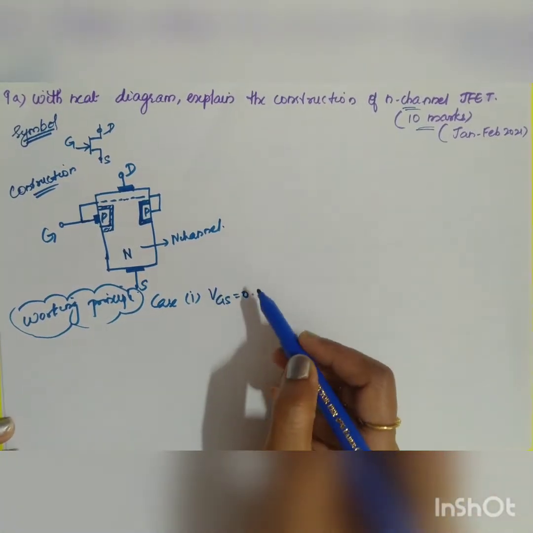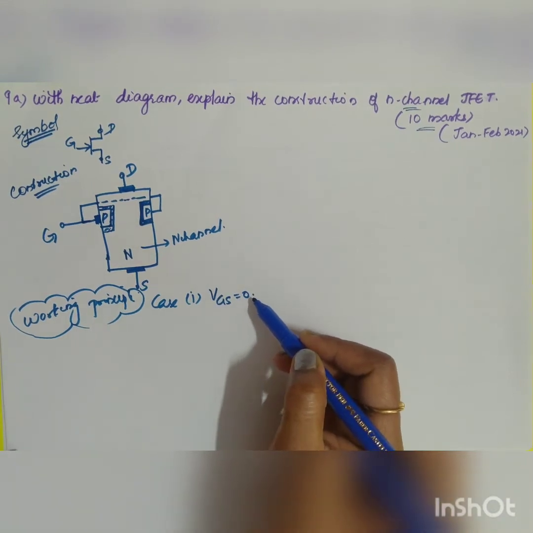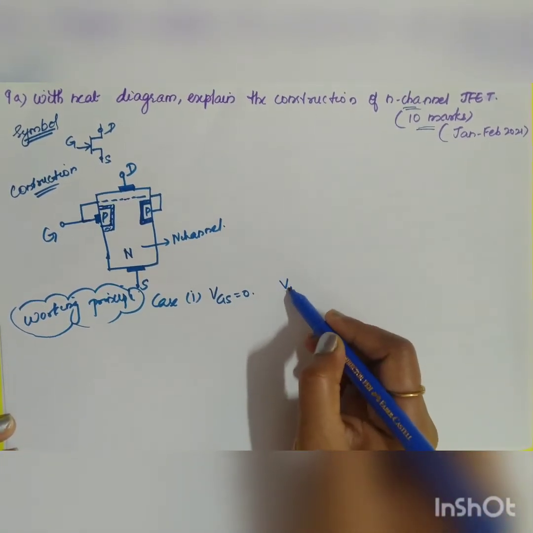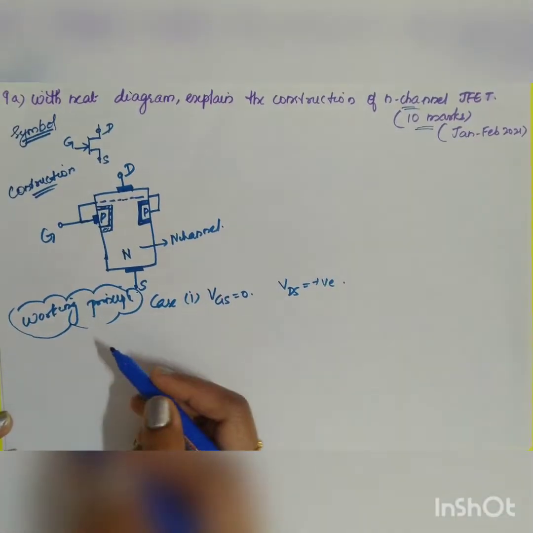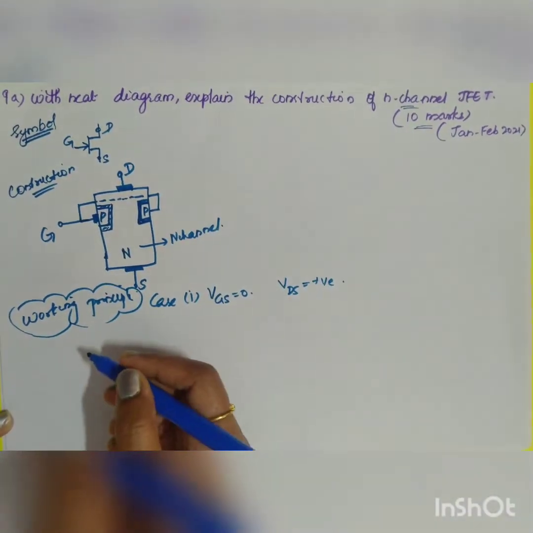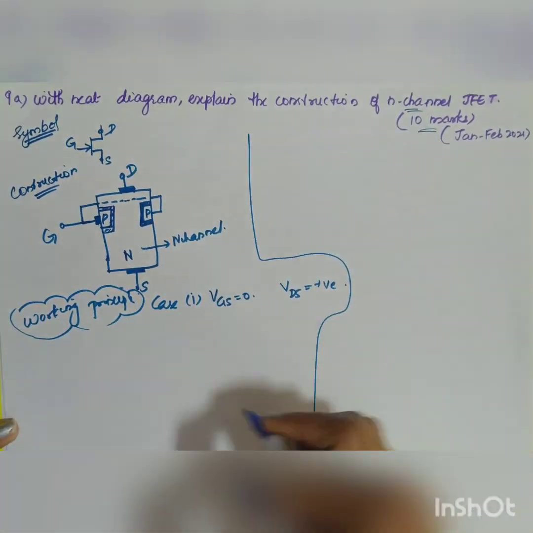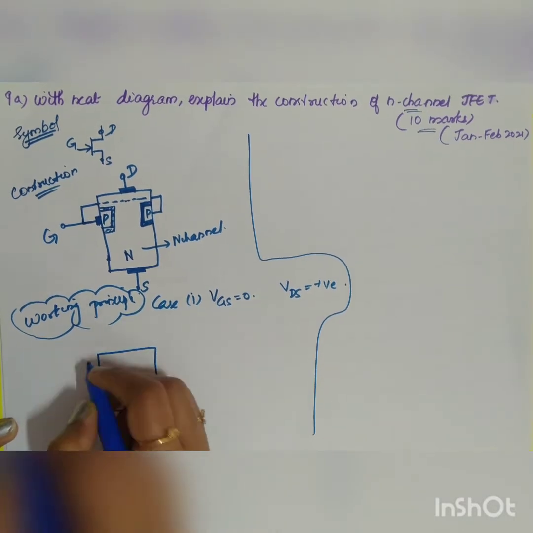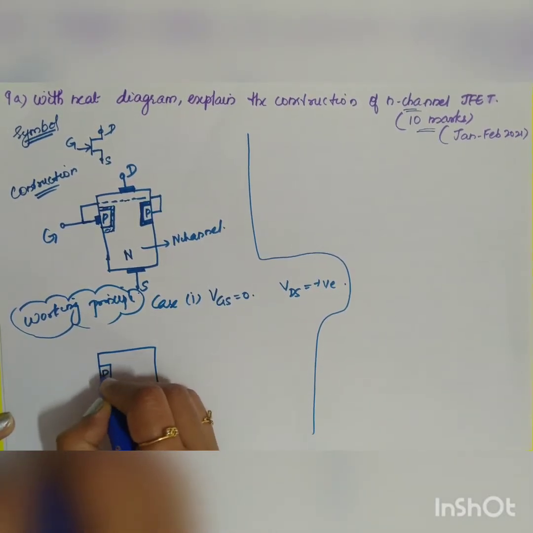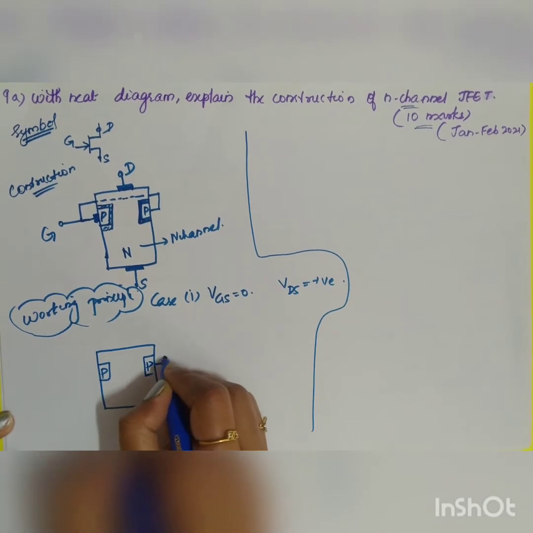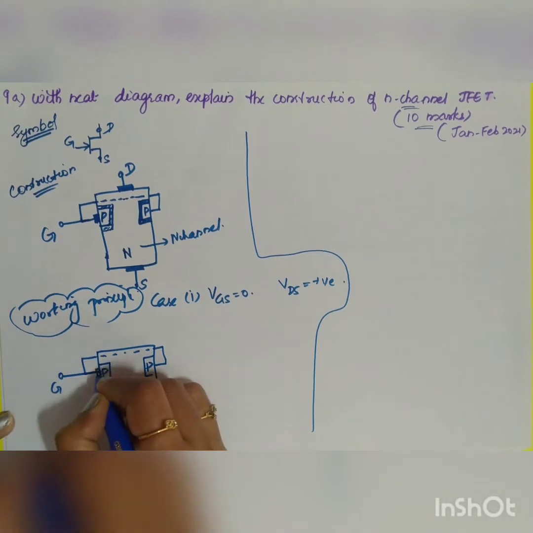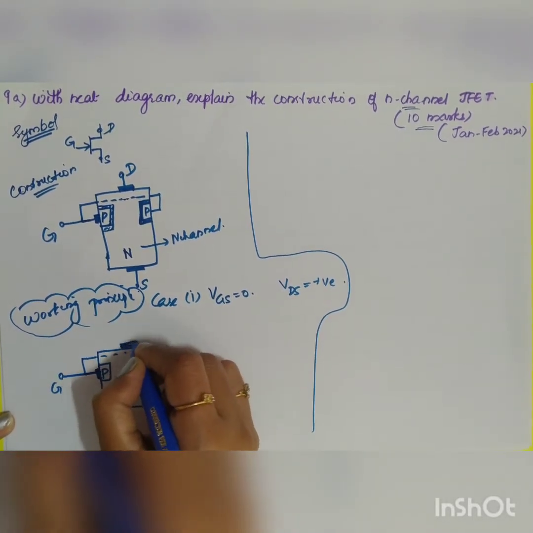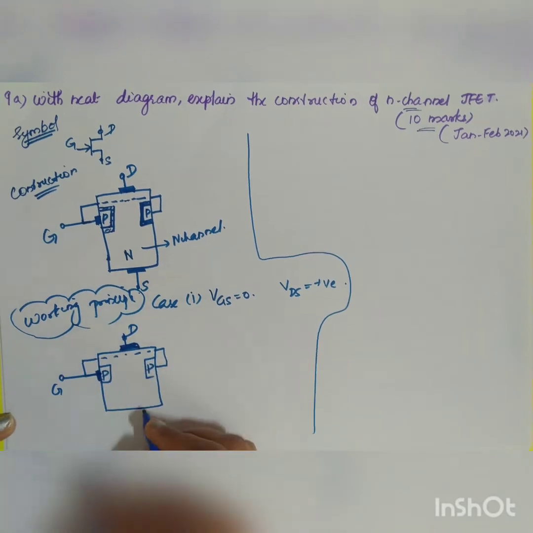For the first condition, VGS is equal to 0 and you give a little positive VDS. So how will the circuit be configured for case 1? This will be your P region, and you have the connection going to your gate, which will be the metal contact. I am going to give only the important points: drain and source, where the source will be grounded.